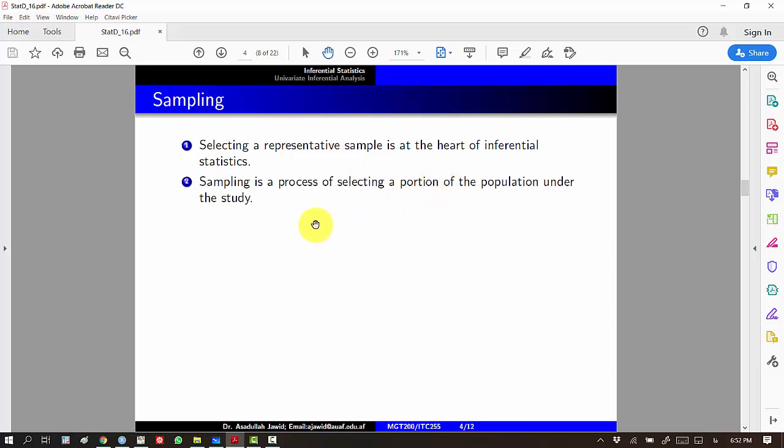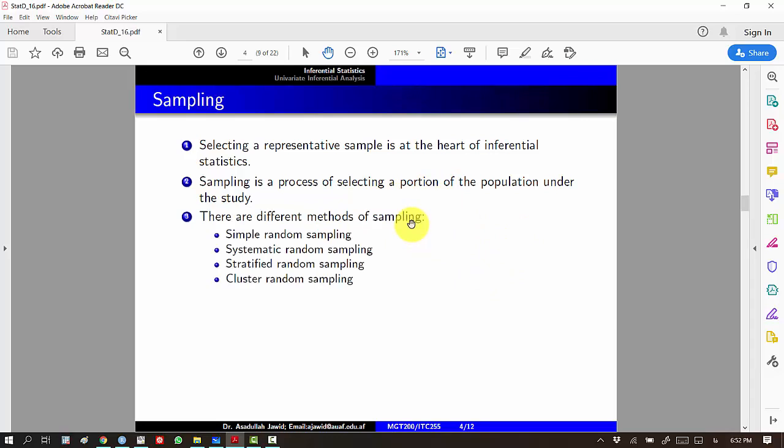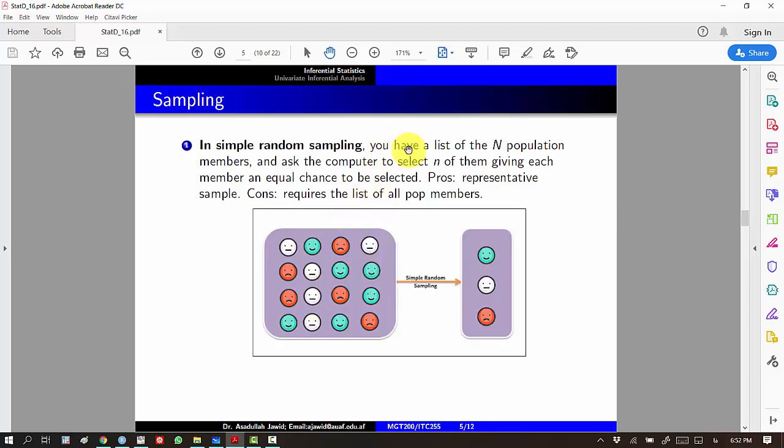Sampling itself is a process of selecting a portion of the population. There are different methods to draw a sample, starting from simple random sampling, systematic random sampling, stratified random sampling, cluster random sampling. In simple random sampling, you have the list of all N population members and you ask the computer to select n of them. Remember, capital N is the number of population members, small n is the number of sample that you want to draw from that population. And you ask the computer to draw this n as your sample.